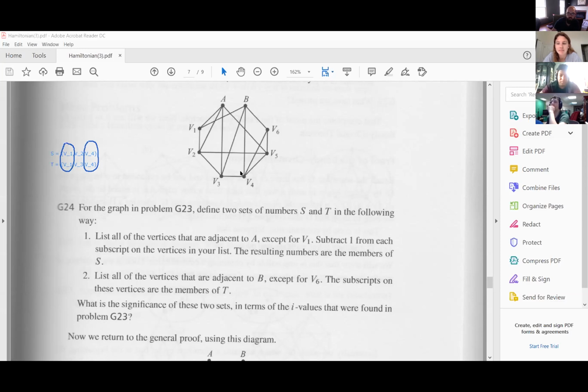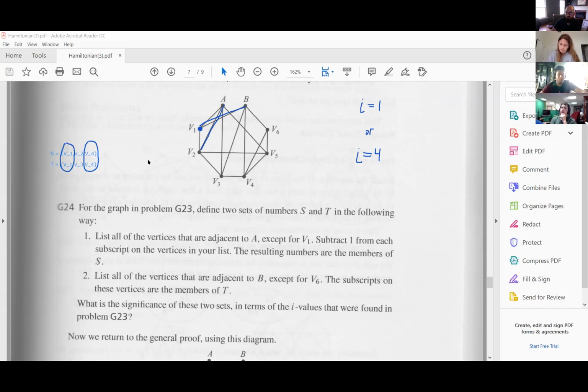So what they're saying is you can choose i to be equal to 1, or you can choose i to be equal to 4. Those are your choices. Oh, I see that. But then why are these other two in here? So if you choose i to be 1, that means B is adjacent to V1 and A is adjacent to V2.